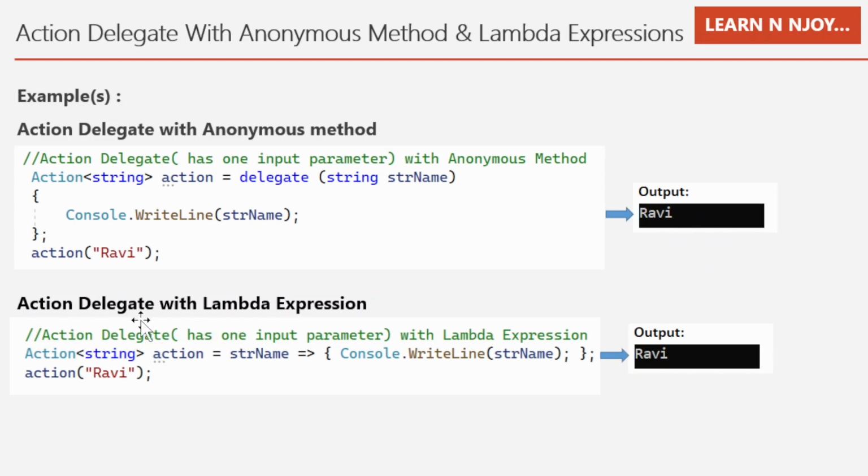Similarly, we can write Action delegate with lambda expression. If you see here, I have again defined this Action delegate that has only one input parameter, and I have written this lambda expression strName such that, and then in the body part I have written Console.WriteLine strName, which is just going to write the name into this console window, right? And I'm going to execute this lambda expression with the help of this Action delegate instance. So action, and then we pass a string value Ravi, and that's what we see in the output as Ravi, right? So we have seen how we can write Action delegate with a named method, anonymous method, as well as with lambda expression, right? Okay, let's move to another topic.